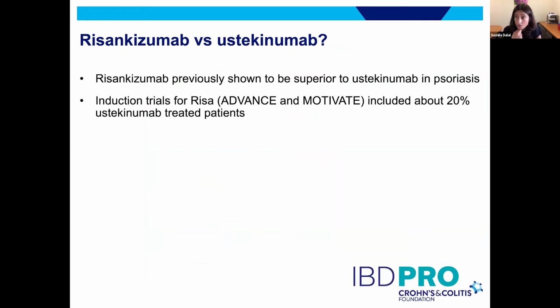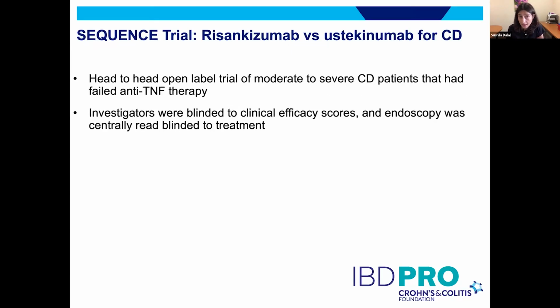And in the induction trials for risankizumab for Crohn's disease, they actually needed more patients to be recruited, so they allowed 20% of the patients in that trial to be patients that had been previously exposed to ustekinumab. So we had some indication that, yeah, we can try it in patients that have been on ustekinumab. We don't have to write off this whole class of medications. Because of this, there was a head-to-head trial called the SEQUENCE trial of risankizumab versus ustekinumab, so Skyrizi versus Stelara for Crohn's disease. It was an open label trial of moderate to severe Crohn's patients that had previously failed anti-TNF therapy.